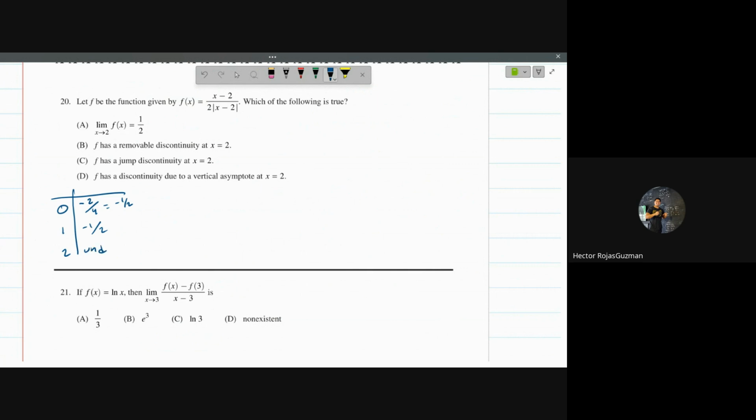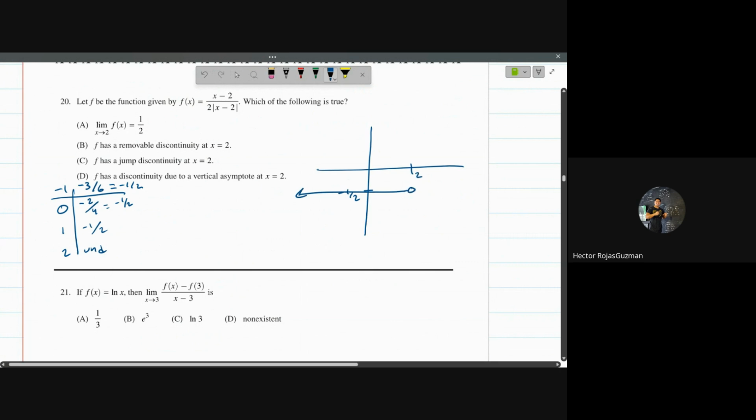Okay. What if you pick negative 1? If you pick negative 1, you're going to get negative 3 over negative 3, positive 3, 6 over 6, which is also negative 1/2. That should already give you a pretty good idea that for anything that's less than 2, you're going to get negative 1/2. So, a line going that way. Okay, let me fix this. Not 2. I'm going to go ahead and put an open circle.